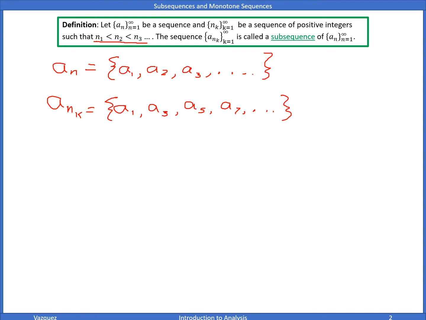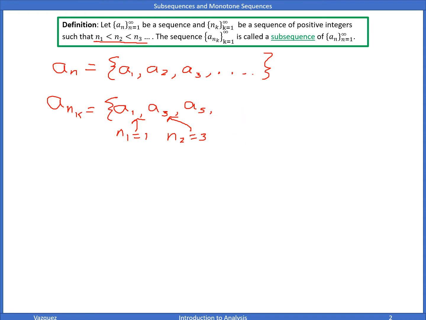So here, the positive integers n1 is 1, n2 is 3, n3 is 5, so on and so forth. Why? Because we're getting it from here: first term, the second term, third term, so on and so forth. That's what a subsequence is. We're deleting terms of the original sequence, a sub n, and we're making a new sequence.